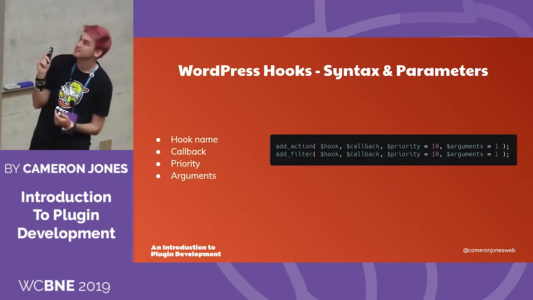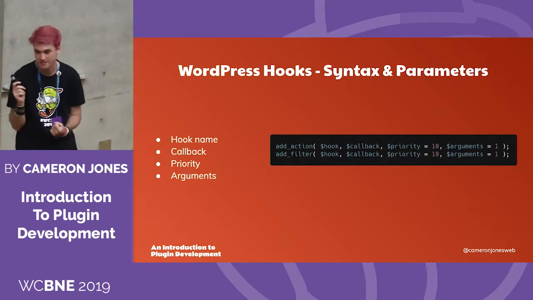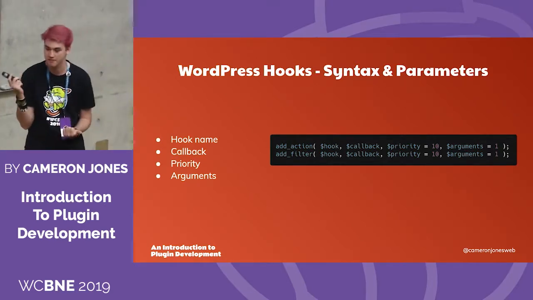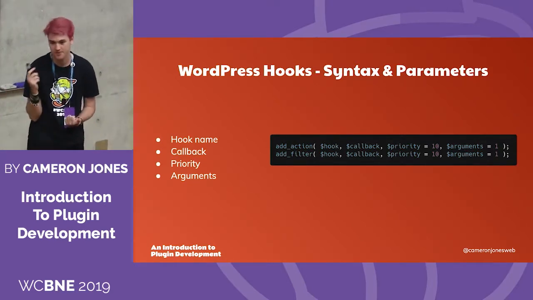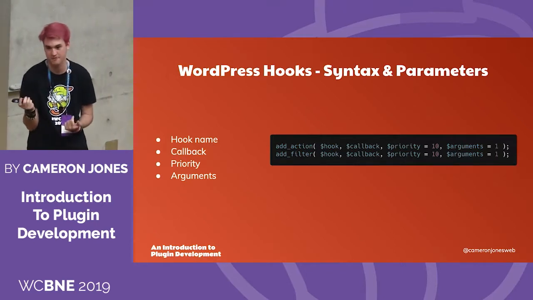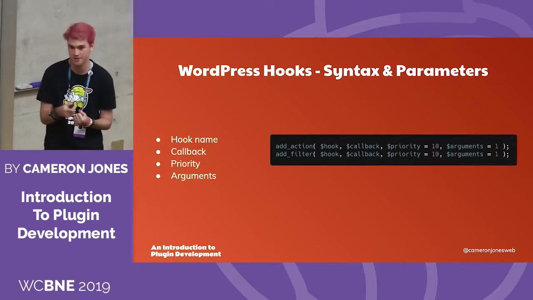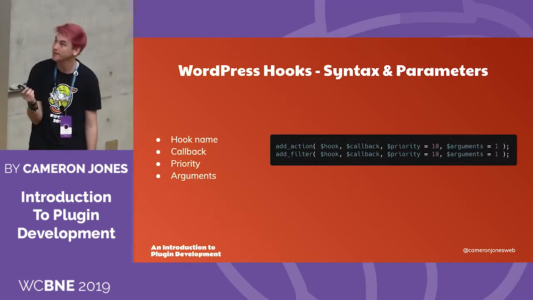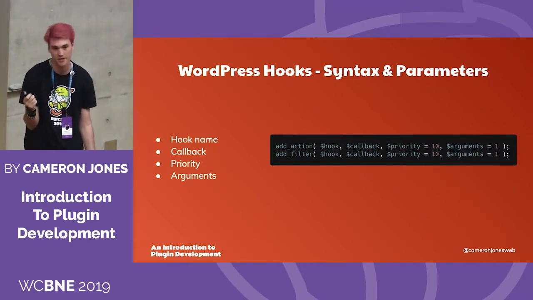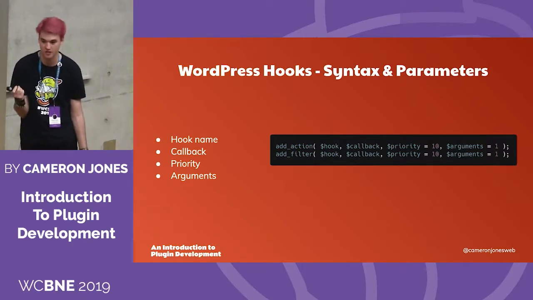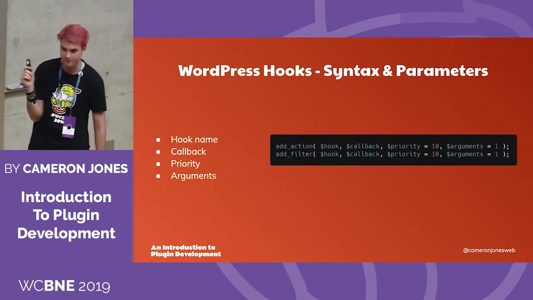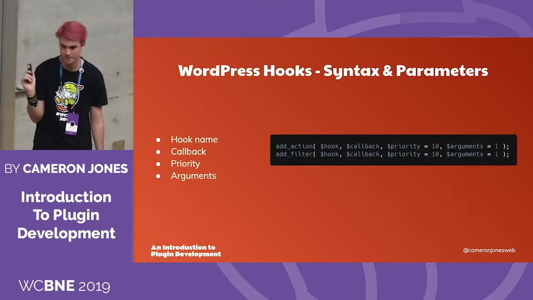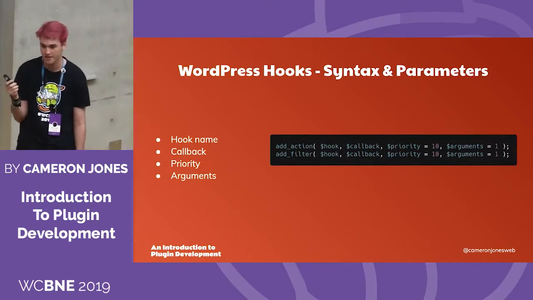So this is the syntax that you'll use for actions and filters. It's exactly the same for each one, just a different function. So you've got the hook name, so that's the name of the hook. So when a certain thing happens, that's what you'll use to reference it. A callback, so often a function, it could be an anonymous function or a class or namespace function, any of that sort of thing, any sort of callback you can use there.